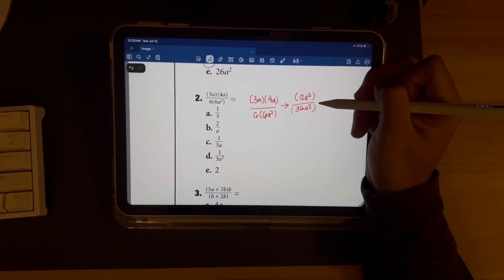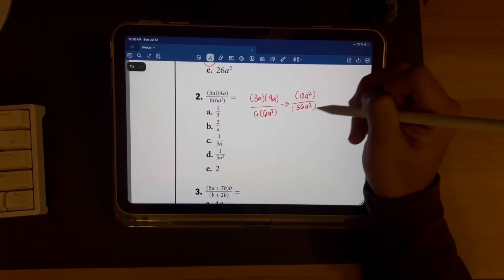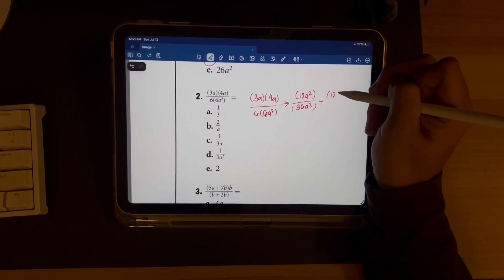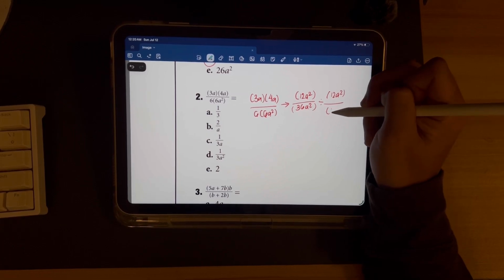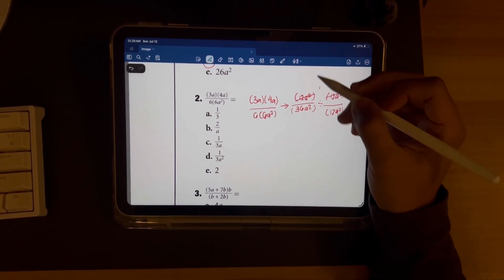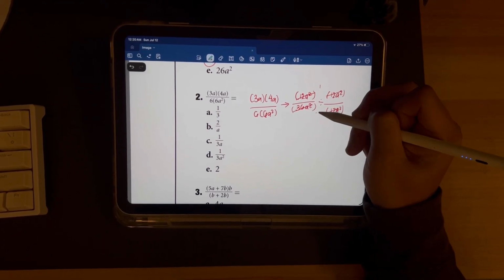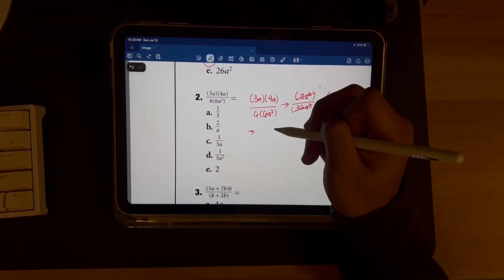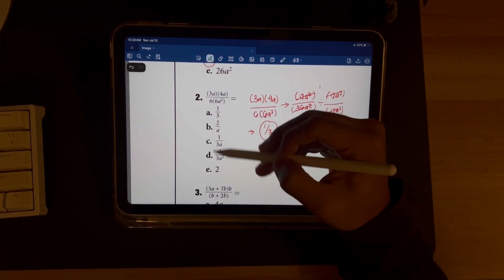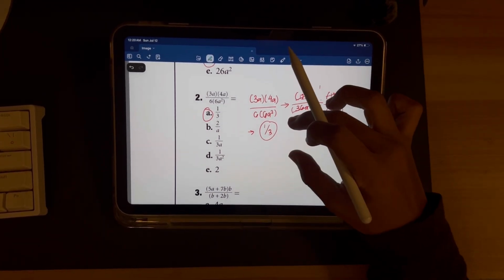Now, we can still simplify this expression by dividing them with 12a squared. And this will cancel, become 1, and this will become 3. Hence, our final answer would be 130. And among the choices, 130 is letter A.